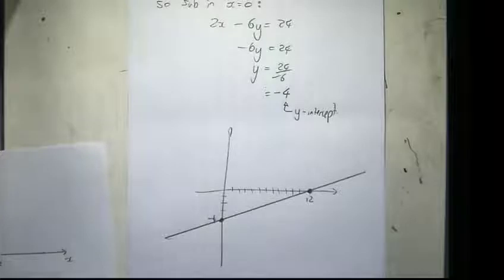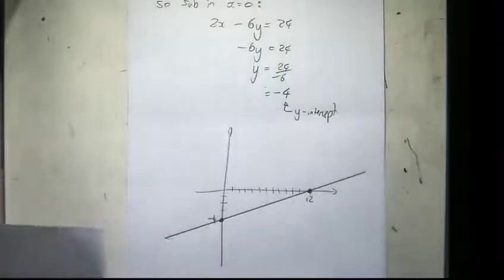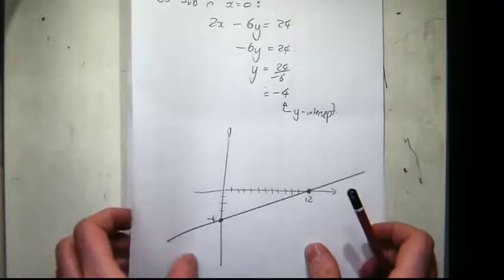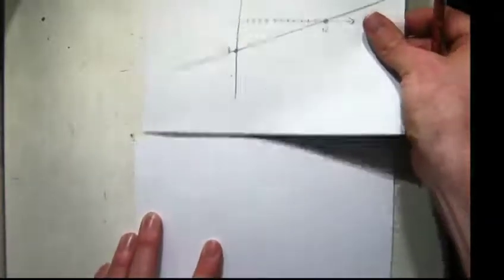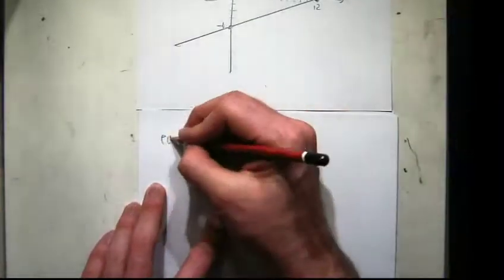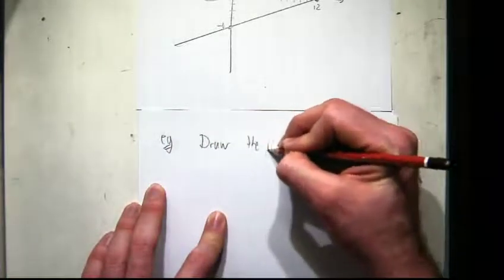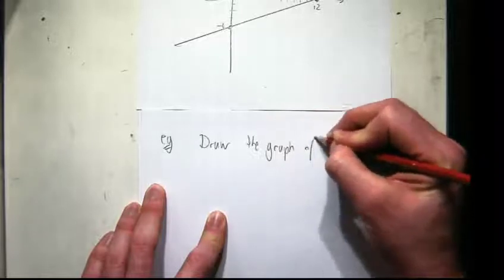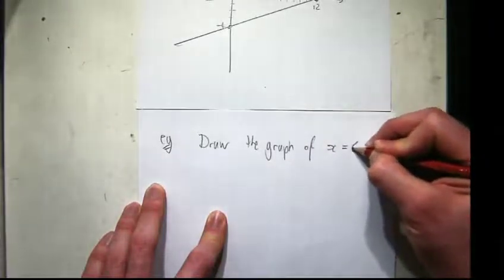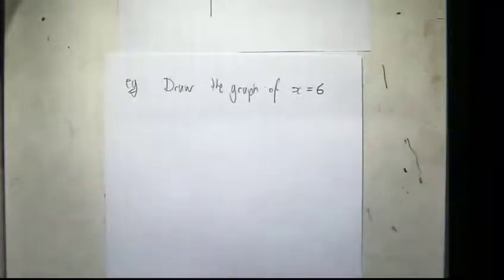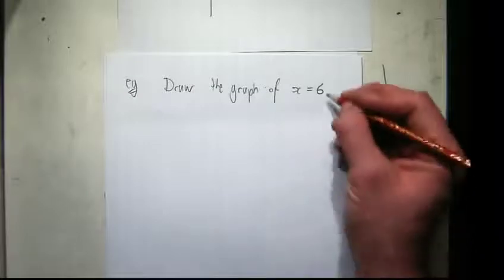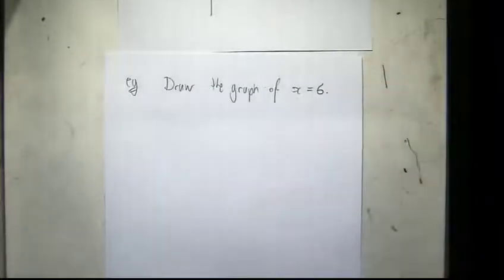Okay? I should just say, I'll just do one more example shortly, quickly. Let's draw the graph of x equals 6. All right, well, let's see. X equals 6.